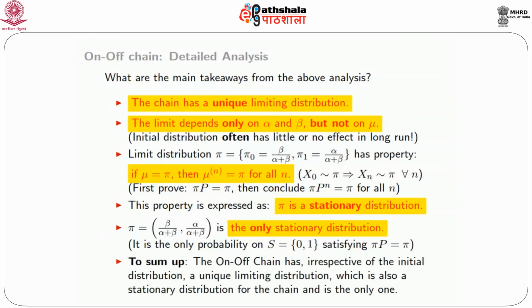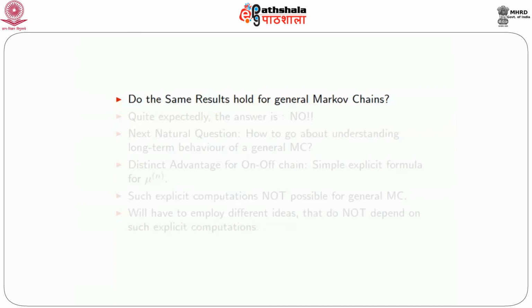So, here is a summary. The on-off chain has, irrespective of the initial distribution, a unique limiting distribution, which is also a stationary distribution for the chain and the only one. Of course, this naturally leaves us with the question: do the same results hold for a general Markov chain? Well, most of you would probably expect that the answer is no.